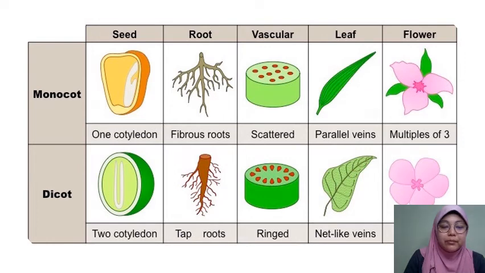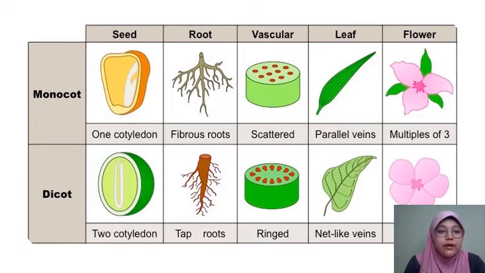Since we are talking about monocots and dicots, let's just have a refresher and remember the differences between monocots and dicots. So first of all, in terms of its cotyledon, monocots have one cotyledon within their seeds, dicots have two. In terms of their roots, monocots have typically fibrous or adventitious roots, and dicots have a main tap root with lateral branches.